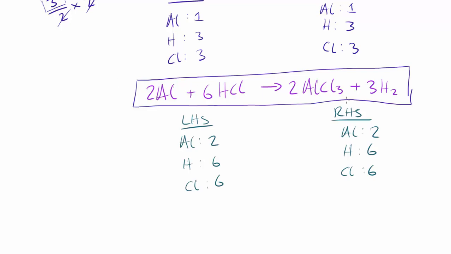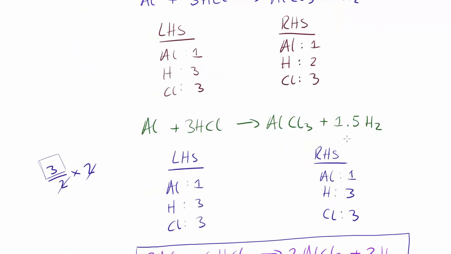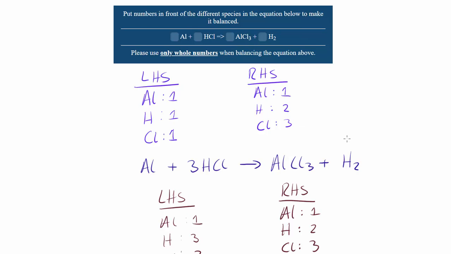So 2, 6, 2, 3. If we refer back to the question, we can reasonably say that, just as we did, it's going to be 2, 6, 2, 3. Okay?